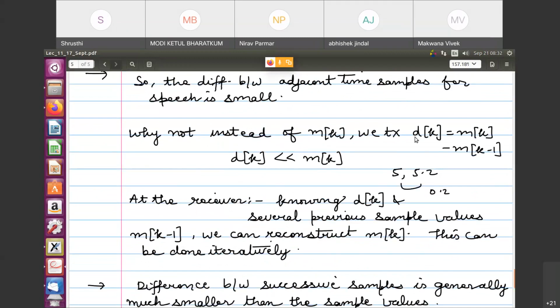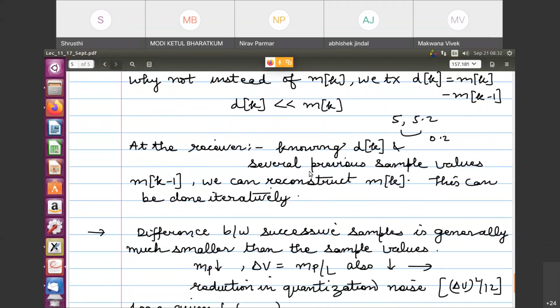So we found out that d of k will definitely be much less than m of k. That is quite obvious. We showed that if the current sample is 5, the next sample is 5.2, so the difference should be 0.2. Why am I saying 5.2? Because the signal is slowly varying. This may be 5.01 as well, because this depends upon our sampling rate. Sampling rate decides the gap between two samples in time. So we said that at the receiver, knowing d of k and several previous values, we can reconstruct m of k.